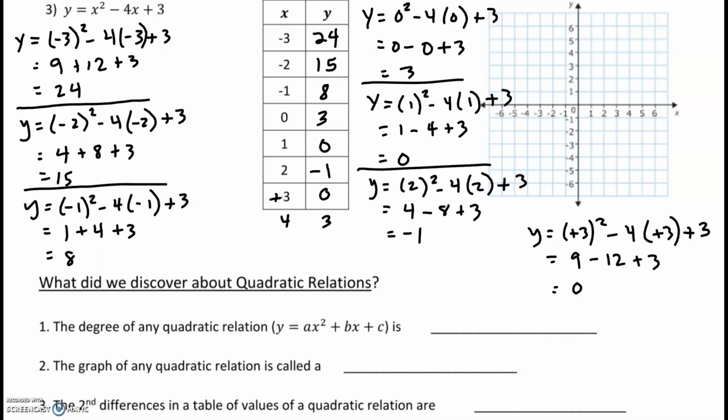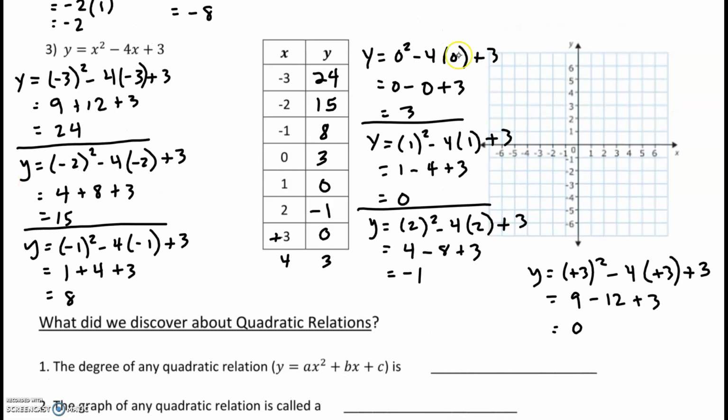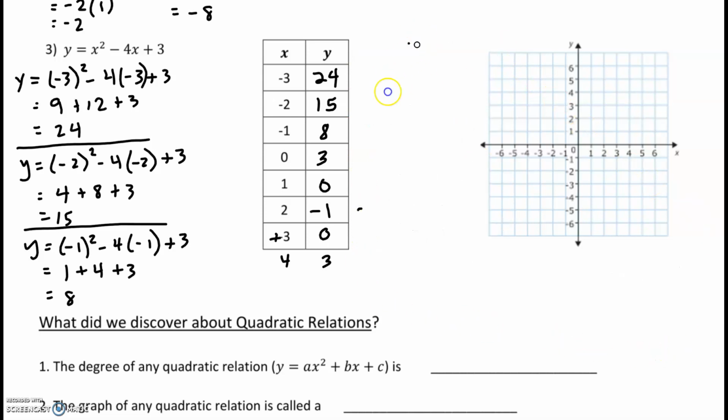Okay, so I was going to erase these ones anyway, so I'll just go ahead and erase. And then we will try this 4. I want to see if this pattern works that we saw in the other examples. So y equals 4 squared minus 4 times 4 plus 3. So 4 squared is 16. Negative 4 times 4 is negative 16 plus 3. And 16 minus 16 is 0, plus 3 is 3, so it does work. So that's pretty cool. I would expect then 5 should be 8.